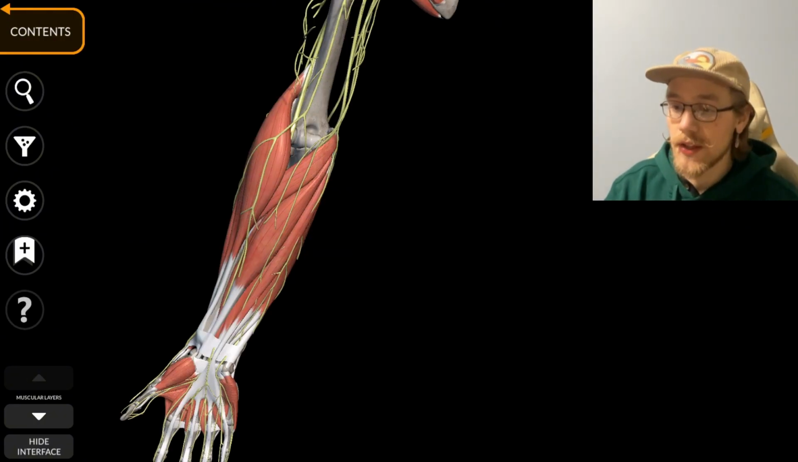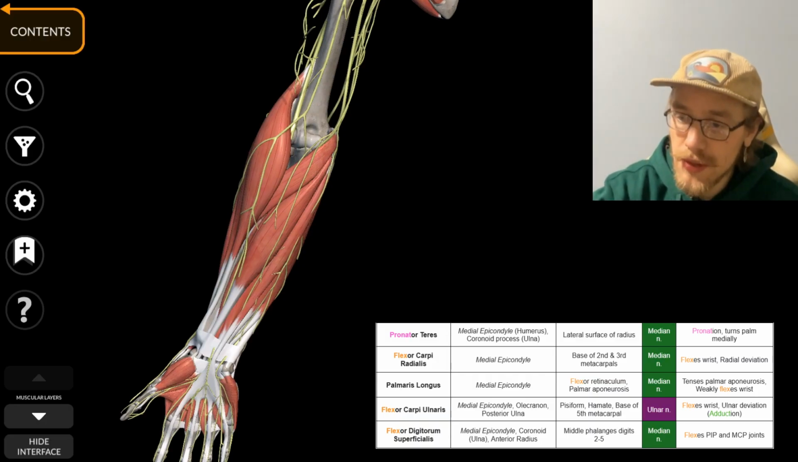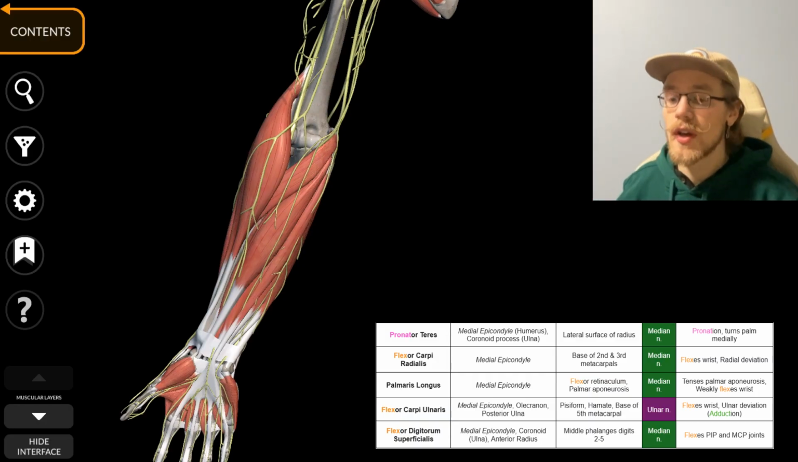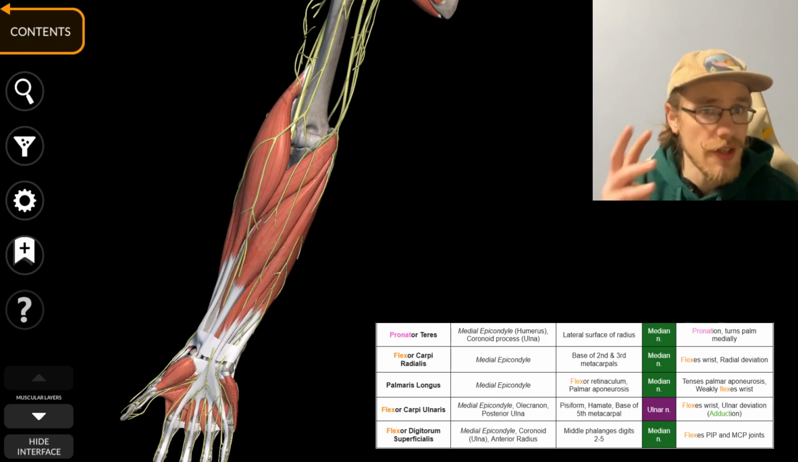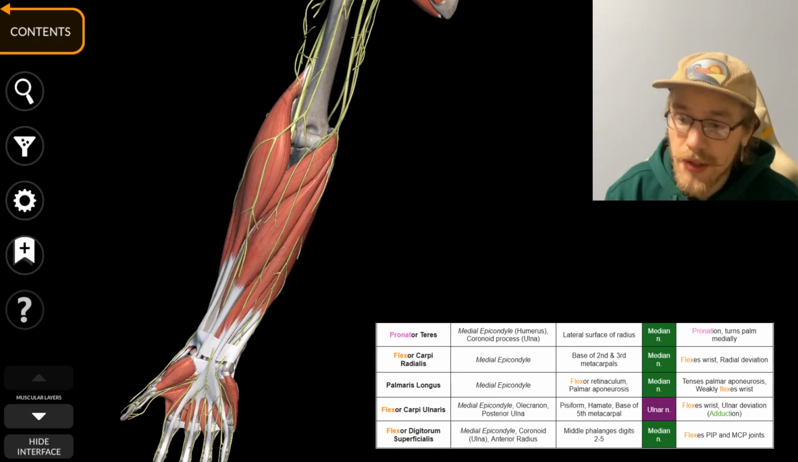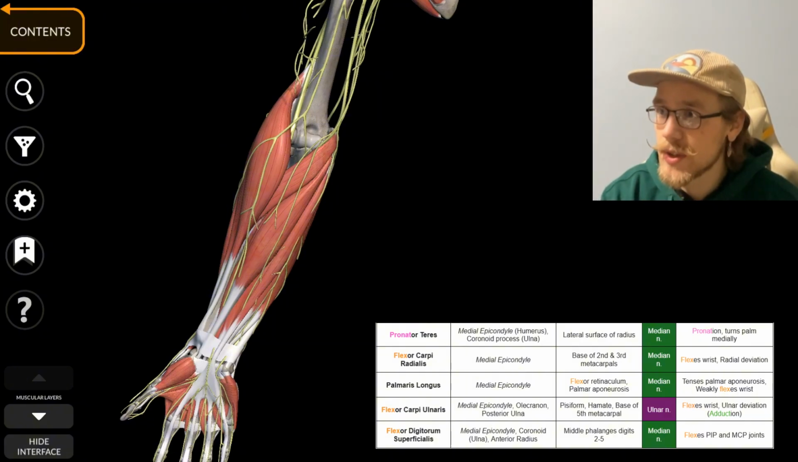Next thing we're looking at here is the superficial anterior forearm. This is going to be 5 muscles. One of those 5 is going to be deeper than the rest, and it's going to be considered an intermediate compartment. I throw it in with this just because it makes it a little easier, and it also shares innervation with some of the stuff, so it kind of works.